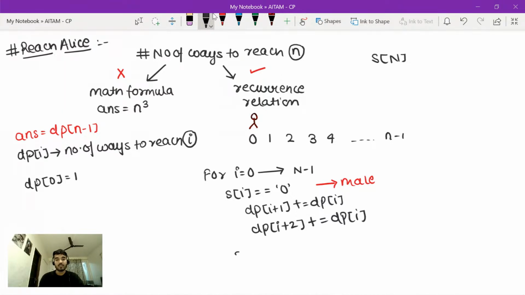And if it was a female crocodile, that is if s of i is equal to 1, then in this case only one possibility, from i to i plus 1. So dp of i plus 1, increment this value by dp of i, as I got one path. And finally you know the answer. So in this way you can find the result for every value of i. So is it clear to everyone? And definitely I need to check for the corner cases whether i or i plus 1 exist or not.